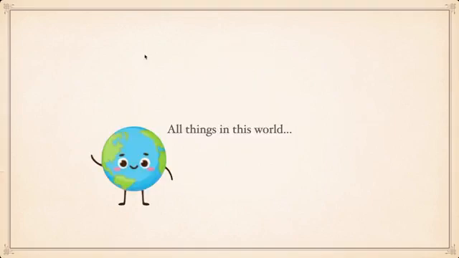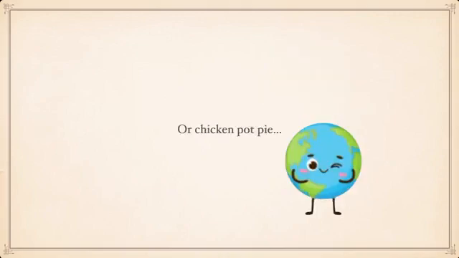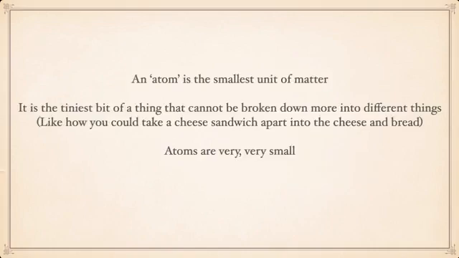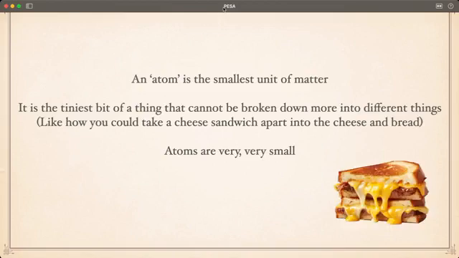Now, all things in this world, be it the sky, a necktie, or chicken pot pie, matter is made of atoms. An atom is the smallest unit of matter. Matter, just think of things. An atom is the smallest unit of anything, really. It is the tiniest bit of a thing that cannot be broken down into more different things, like how, say, if you had a cheese sandwich, you could pretty much take it apart into the cheese and bread. Well, sort of. That, again, is not an atom.